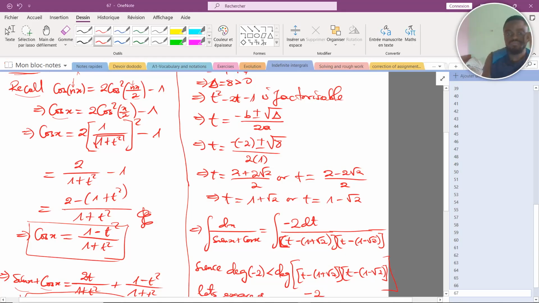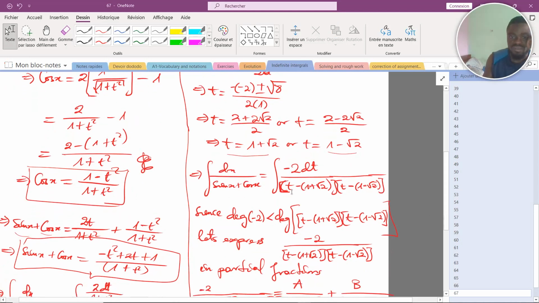So from there, we have t being equal to this or t being equal to this. I'll then have this integral being equal to what? The integral of minus 2 dt all over what? I'll bring this on the other side and this on the other side. This gives me these two factors.